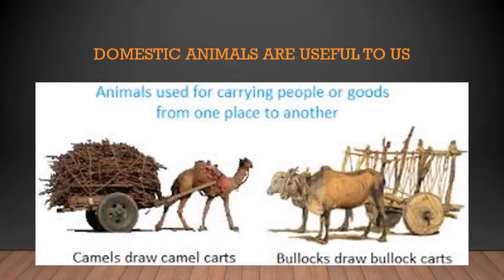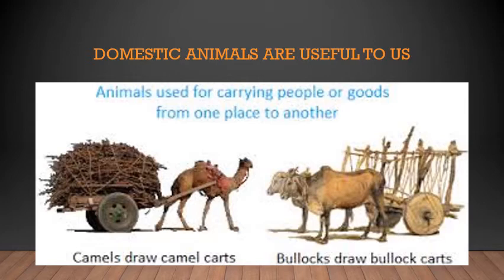Domestic animals are useful to us, like farmers use the domestic animals. Not only farmers, other people also use domestic animals. Animals are used for carrying people or goods from one place to another. Nowadays, if we have to travel from one place to another, we take vehicles, cars or buses, right? But in olden days, there were no cars and buses. So they used to use these animals to carry the loads.